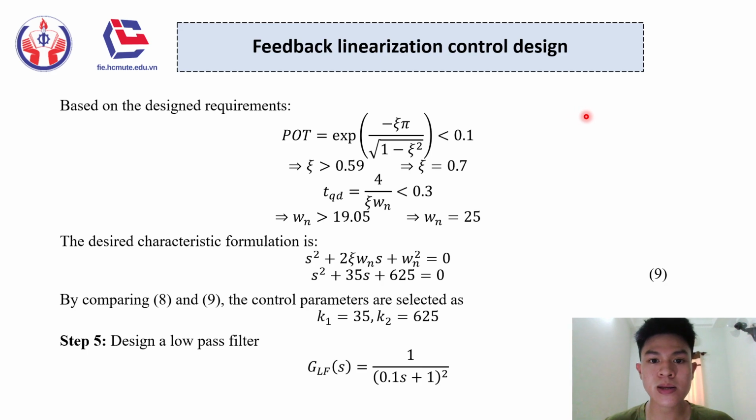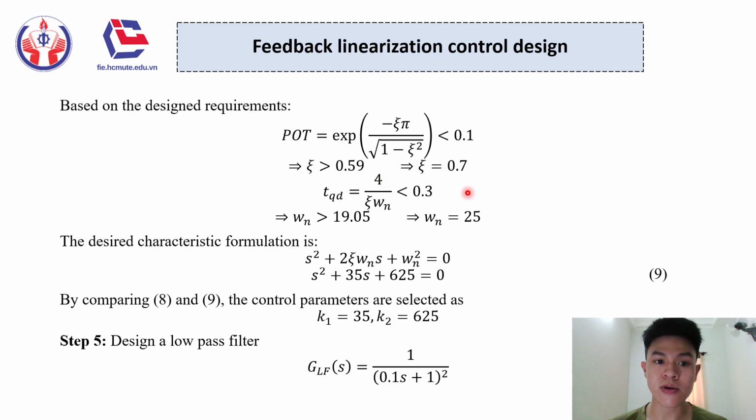Now to design the feedback linearization, we need to base it on the design requirements. The first requirement is that the overshoot must be smaller than 0.1, or 10%. The formula for overshoot, or POT, we can get from the theory of automatic control systems. So based on the formula, we get the damping coefficient equal to 0.7.